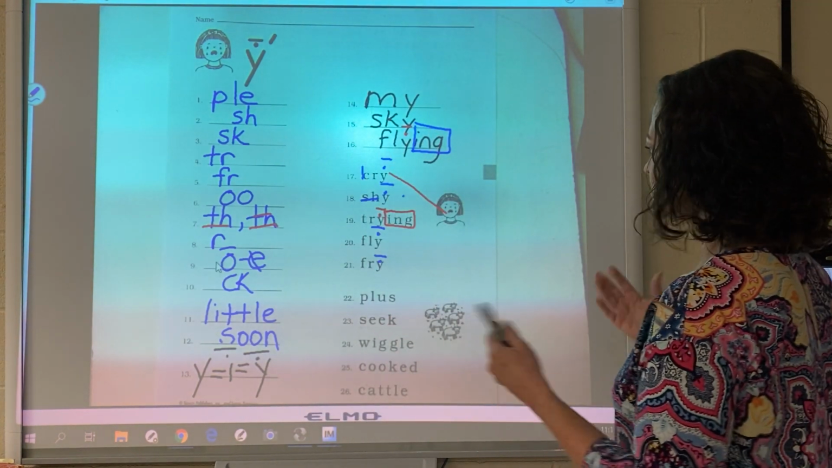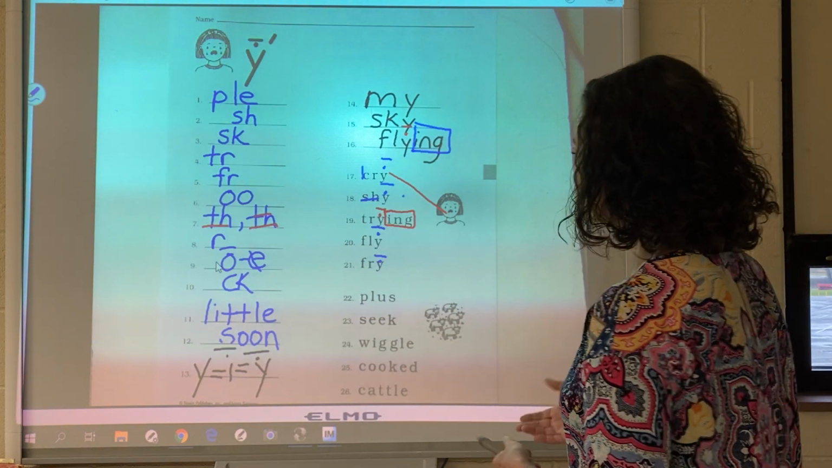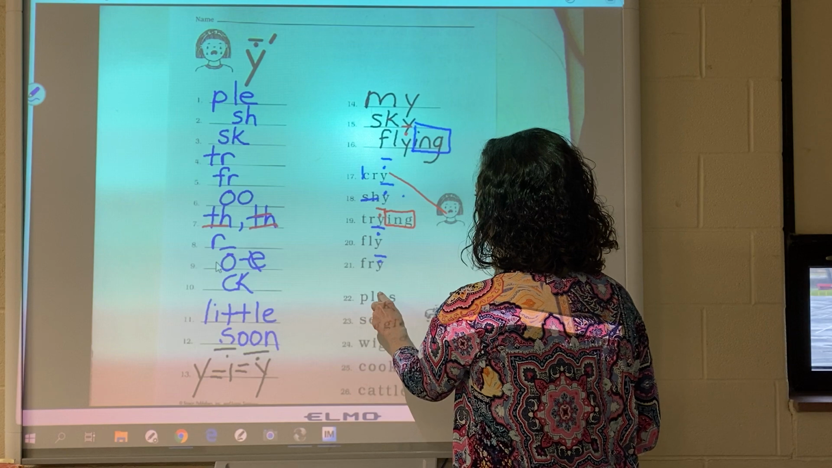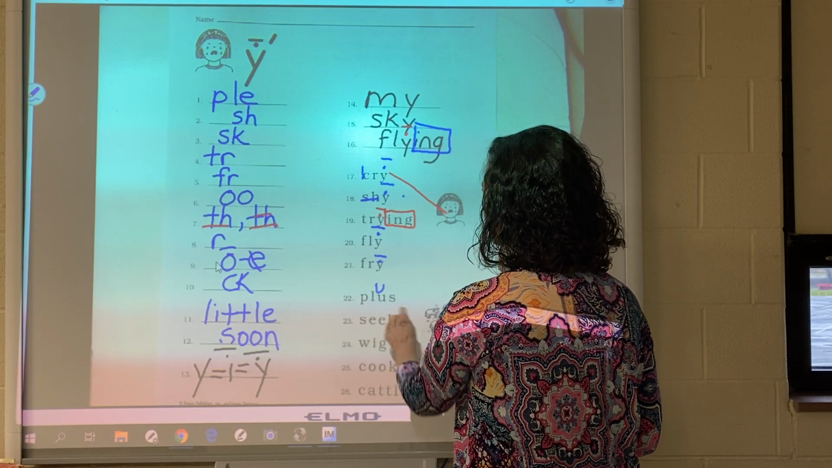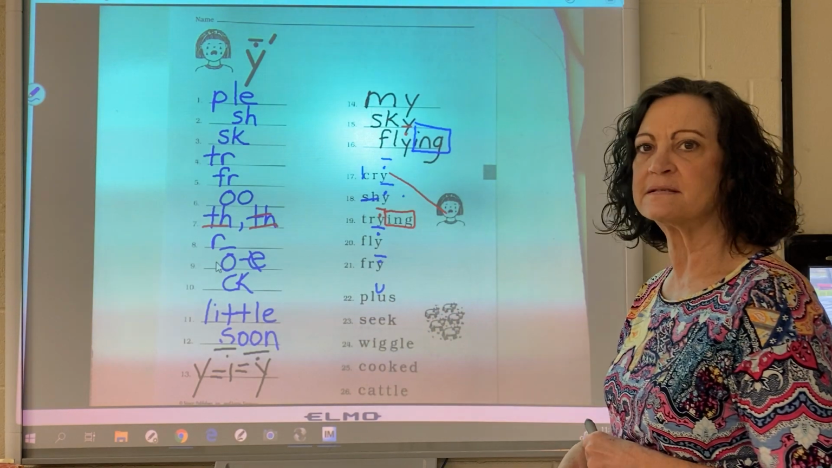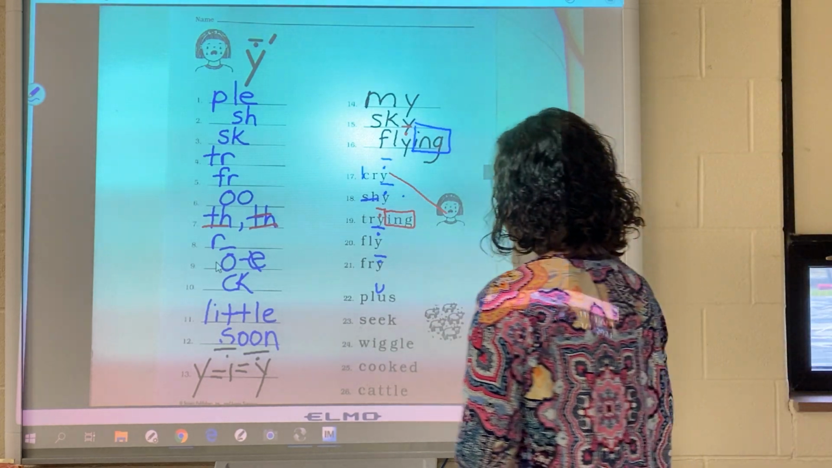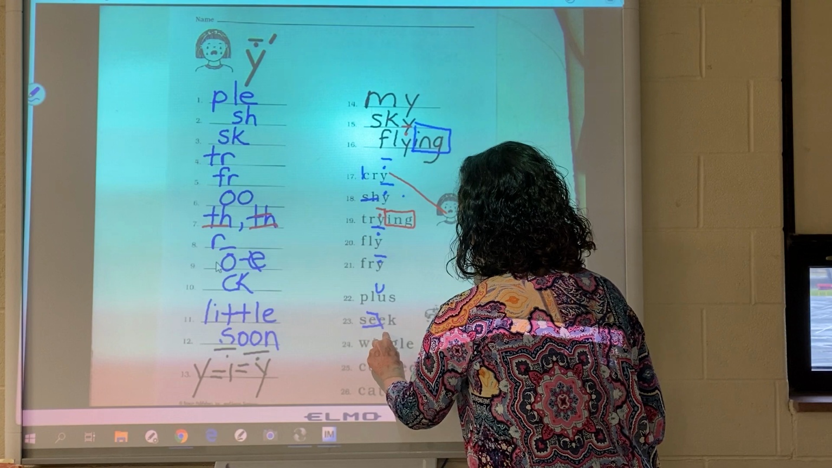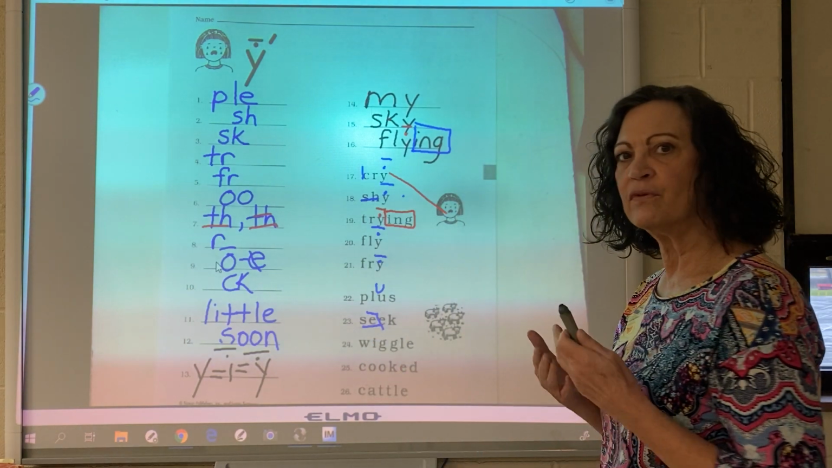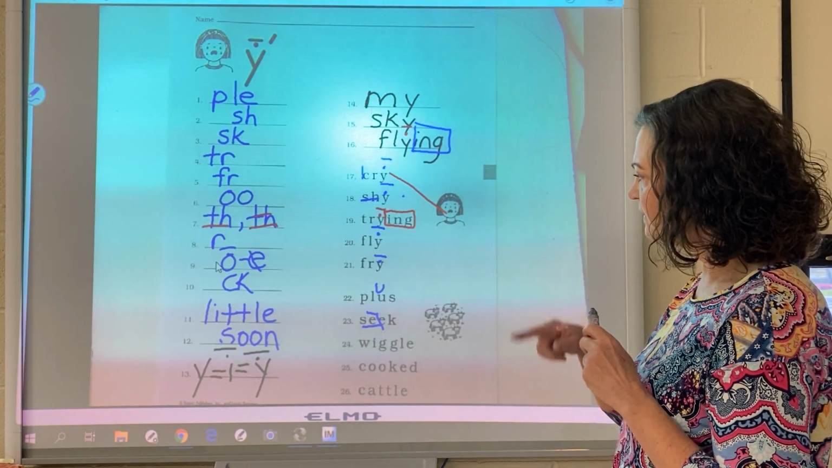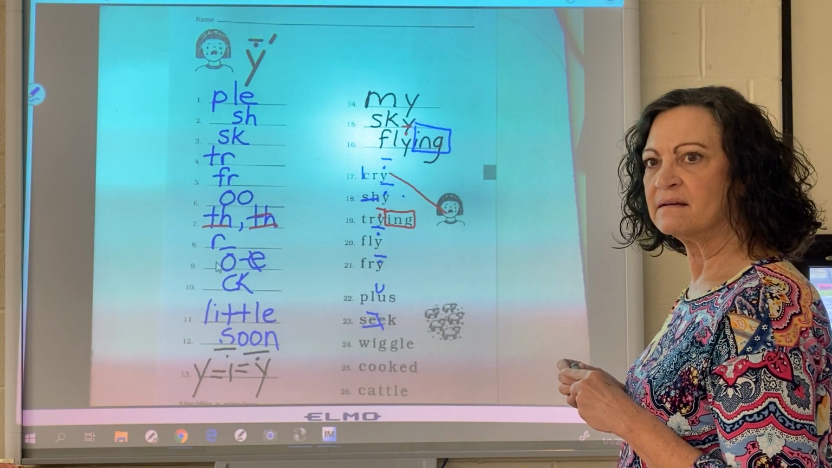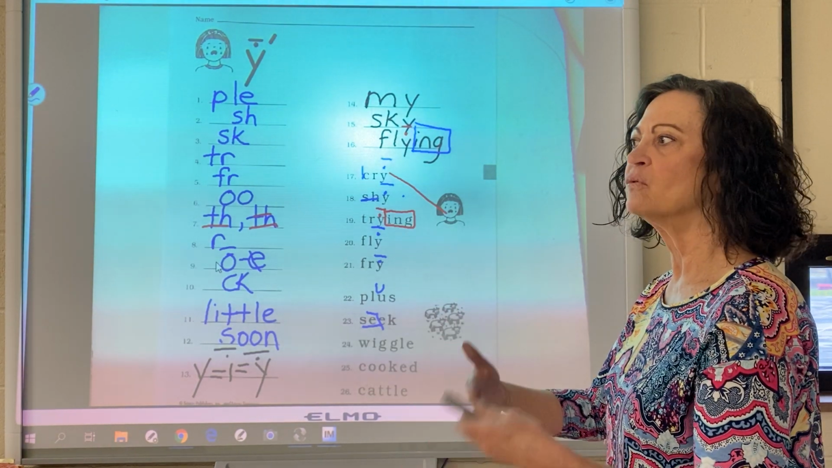Now these words are just rules that we've already talked about. In this you have a blend, pl, and then that is followed by a consonant, so that is plus, addition, plus. We have the EE in the middle. Remember we code the first one with a macron, mark the second E out. That word is seek. Seek means to find or look for something.